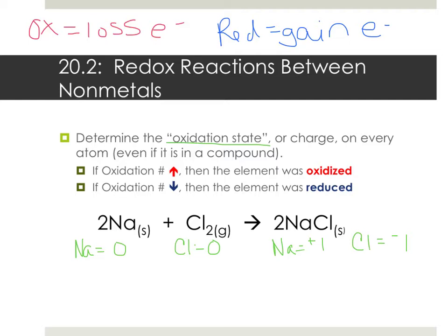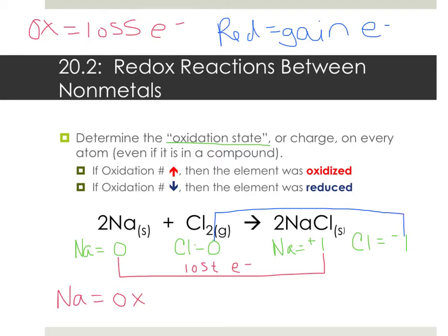Looking at our oxidation states, we see that sodium went from 0 to positive 1, meaning it lost a negative electron. Therefore, sodium was oxidized. Chlorine, on the other hand, went from 0 to negative 1. Therefore, it gained an electron, meaning that Cl was reduced. Essentially, if the oxidation number increases, the substance was oxidized. If the oxidation number decreases, it was reduced.